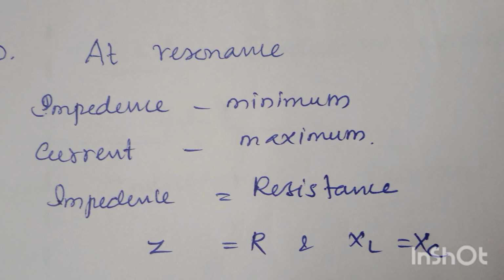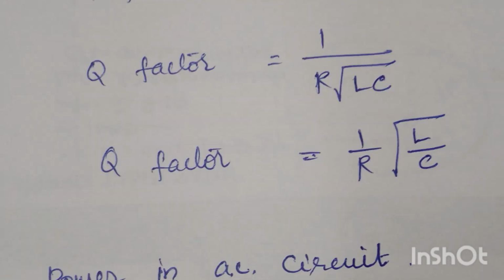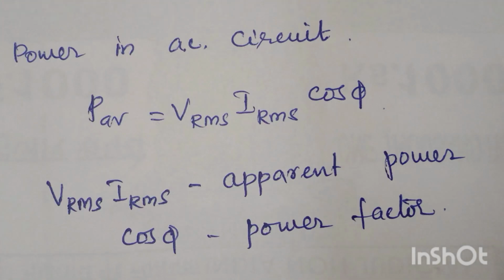At resonance, impedance is minimum, current is maximum, impedance is equal to resistance, Z is equal to R and XL is equal to XC. Quality factor or Q factor is equal to voltage across L or C by applied voltage. Q factor is equal to omega r L by R. Q factor is equal to 1 by R root of LC. Q factor is equal to 1 by R root of L by C. Power in AC circuit, PAV is equal to Vrms Irms cos phi. Vrms Irms is apparent power, cos phi is power factor.